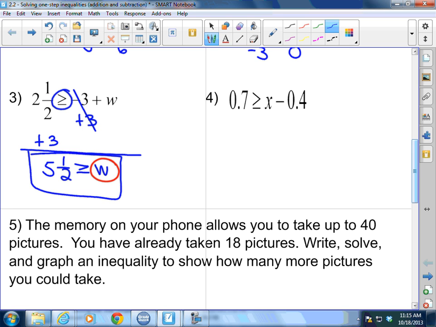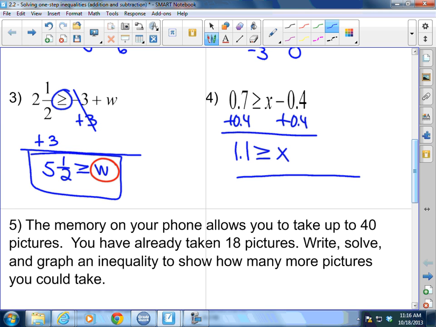Please. How about here? 0.7 is greater than or equal to x minus 0.4. What's the relationship between the x and the 0.4? Subtraction. How do we get rid of subtraction? Addition. So I'm going to add 0.4 to both sides. What does 0.7 plus 0.4 give me? 1.1. That's exactly correct. How do I read that correctly, gentlemen? X is less than or equal to 1.1.